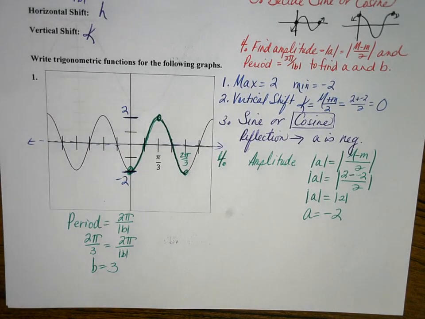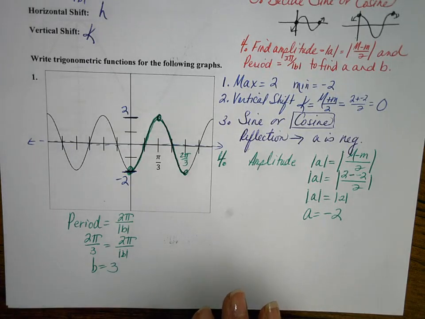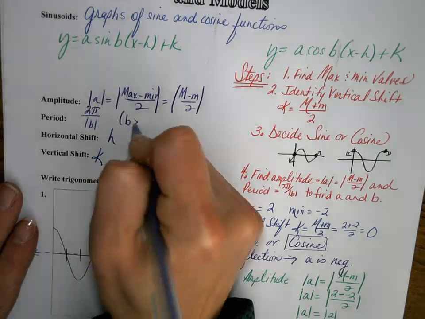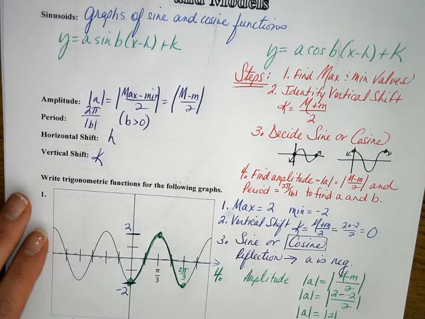Now, we are always going to make the assumption that B is positive. And you can add that back up here if you would like. Always making the assumption that B is going to be positive.